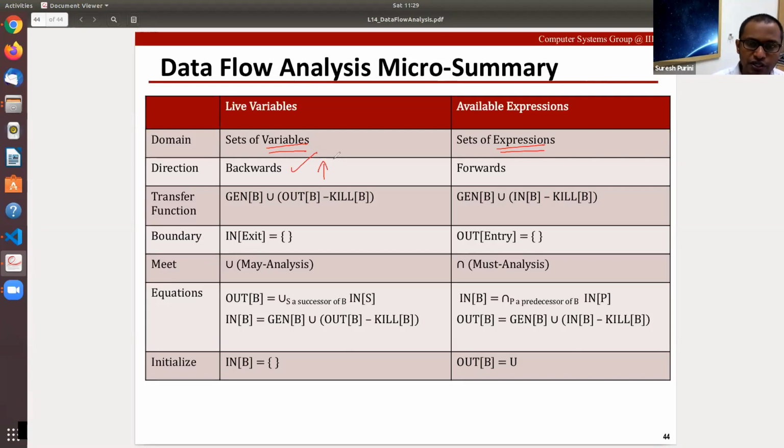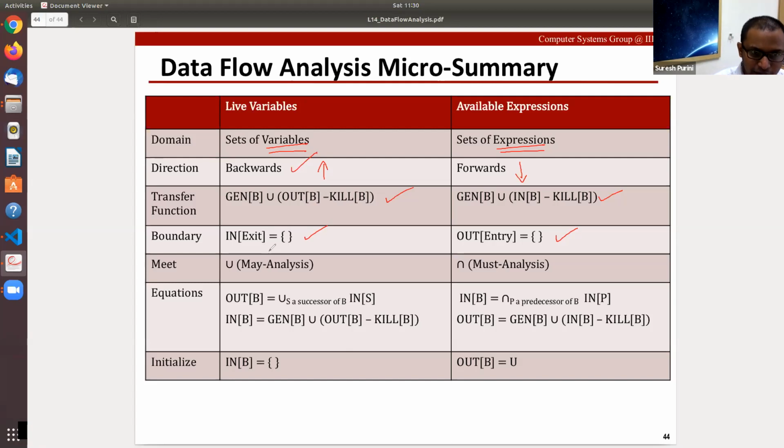We try to push information upwards. In available expressions analysis problem, it's a forward data flow analysis problem where we push the information in the forward direction. And this is how the transfer function looks in both the cases. Incidentally, they look the same. The boundary condition in the live variable analysis problem is that in the exit basic block, no variable is live. And in the available expressions analysis problem, in the entry basic block, no expression is available. So it's an empty set. That is the boundary condition there.